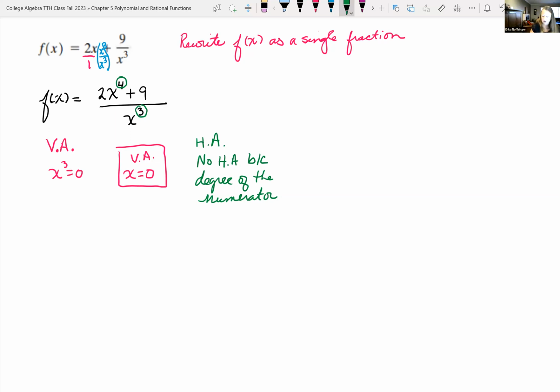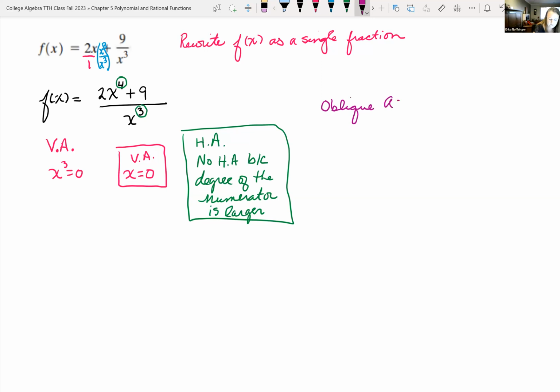And so if the degree of your numerator is more than one larger than the denominator, then for your textbook and when you're doing the homework, you're going to tell it, no, it doesn't have one. Okay, so no horizontal asymptote because the degree of the numerator is larger. So for our oblique asymptote, we're going to look at long division.